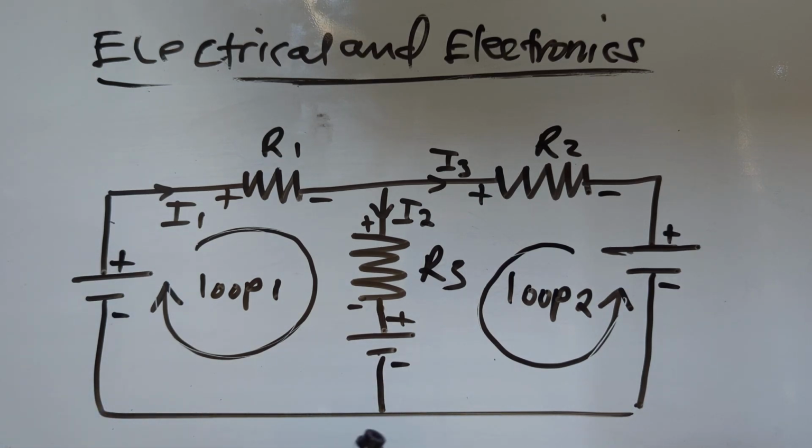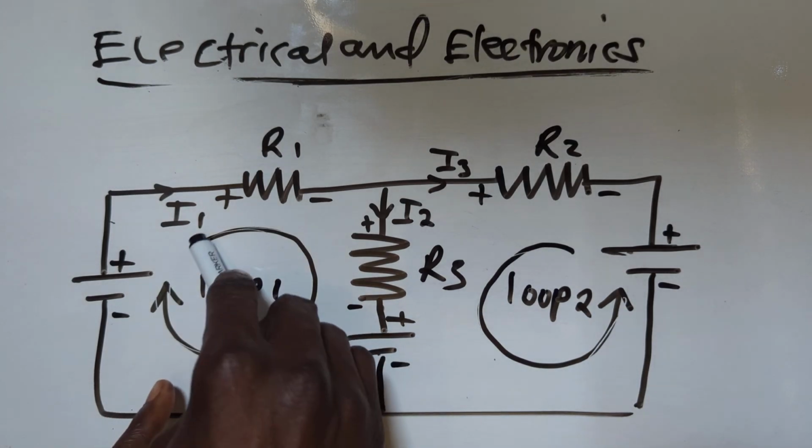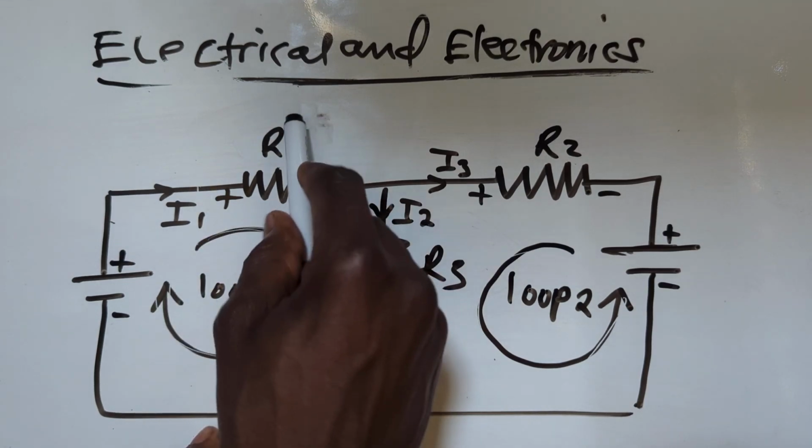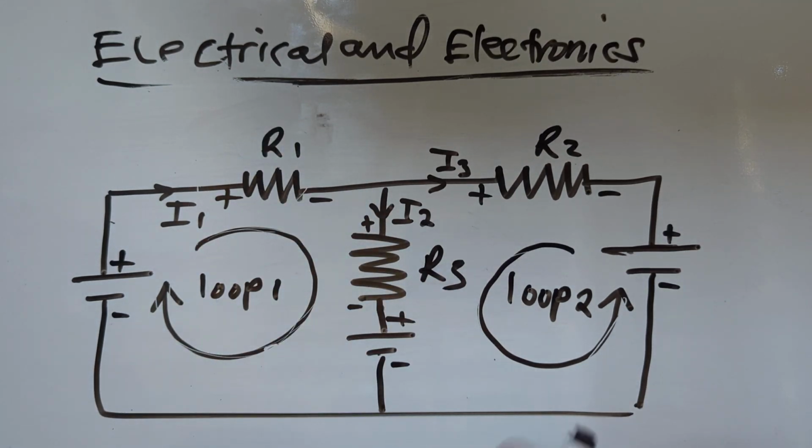In the previous video we were explaining that if you move in the same direction as the current across a resistor, the voltage across that resistor has to be negative. Then if you move in the opposite direction to the current across that same resistor, the voltage has to be positive. That's what we explained in the previous video.